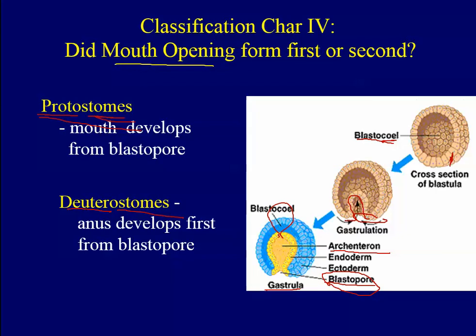So, do you want to take a guess? What do you think humans are? Do you think we are protostomes? Or do you think we are deuterostomes? Go ahead, write down your guess. You have a 50-50 chance. I'll give you 3 seconds.